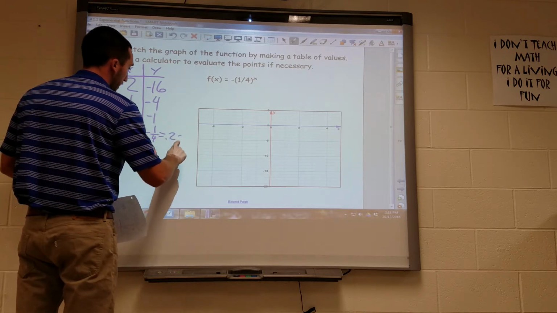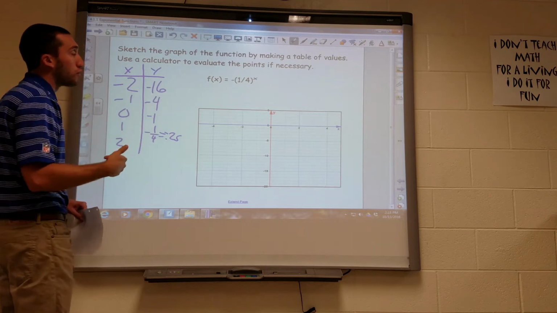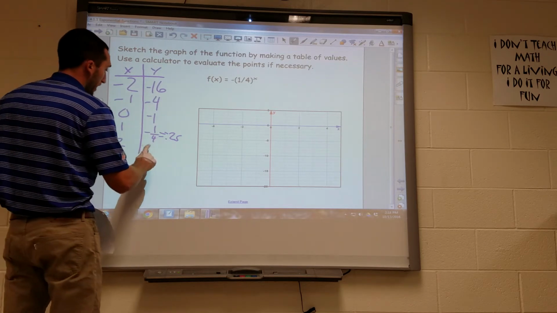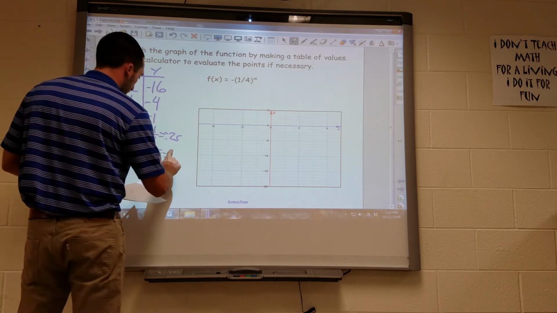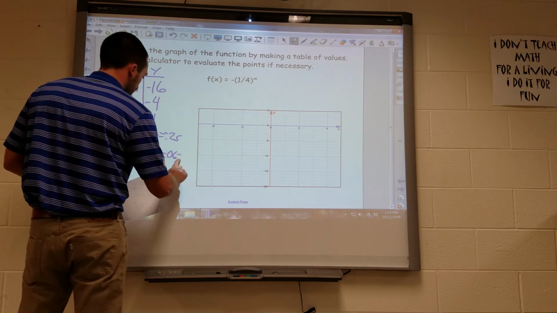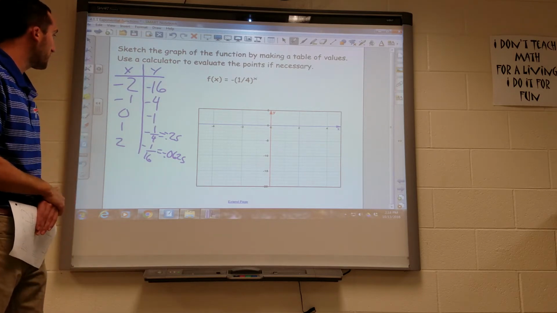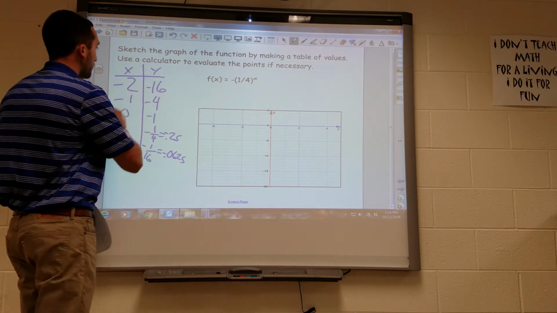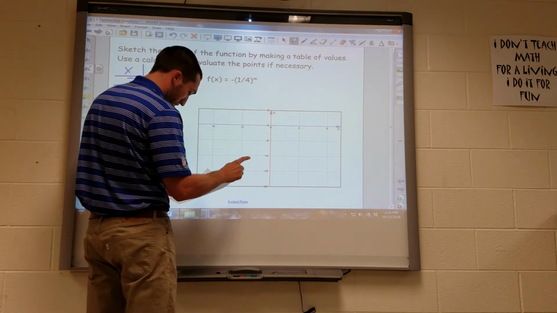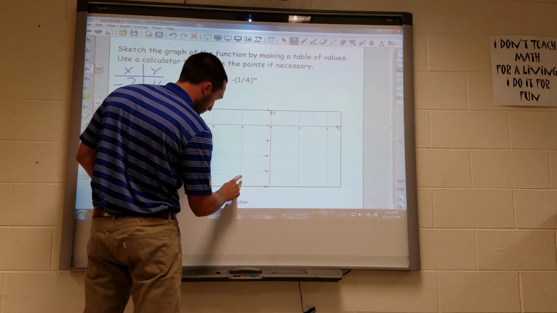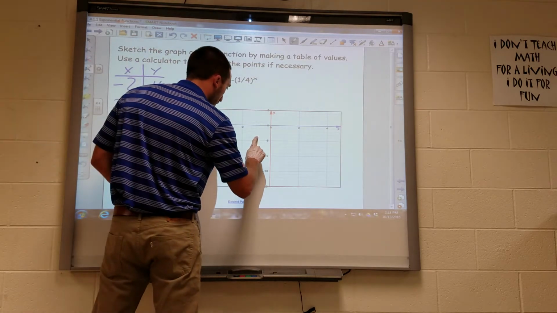Which is 0.25, -0.25. And if we plug a 2 in, we get 1/16, so -1/16, which is -0.0625. So now I can go ahead and graph this. Again, at -2, I'm at -16. At -1, I'm at -4.